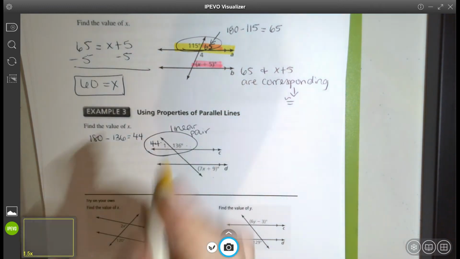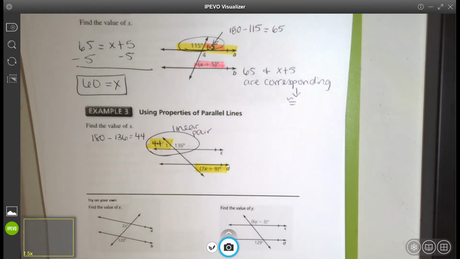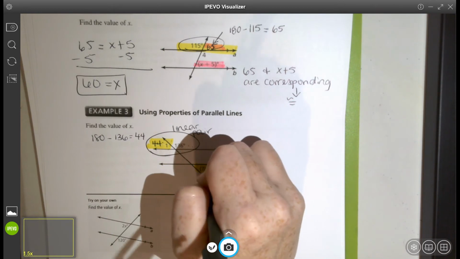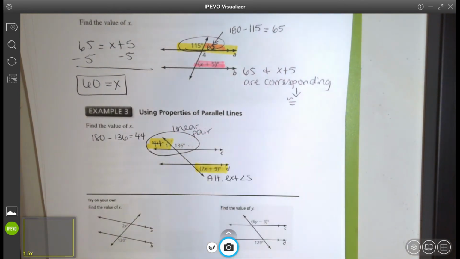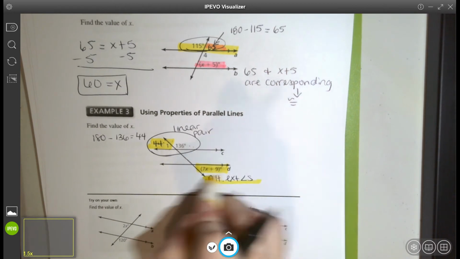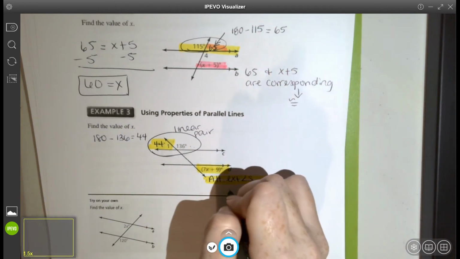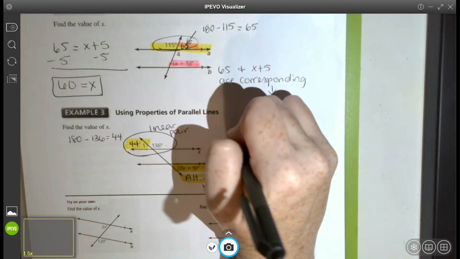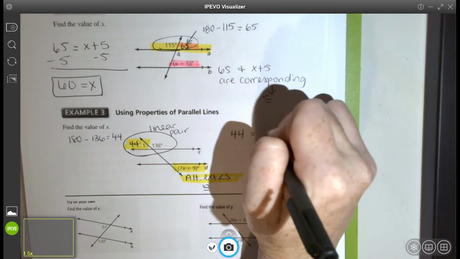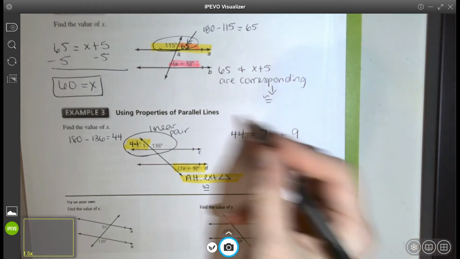So now I know that I have 44 degrees here and my variable over here. What is their relationship? Their relationship is alternate exterior angles. And because they're alternate exterior, we should know that they are congruent angles. So my equation I can create is 44 equals 7x plus 9. And then we're going to solve.